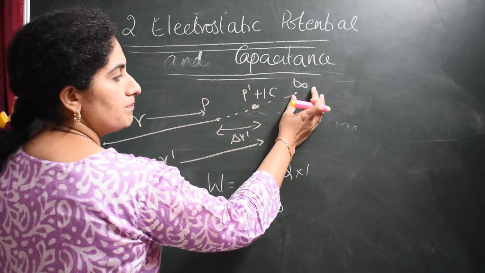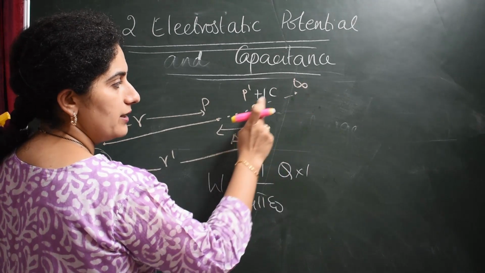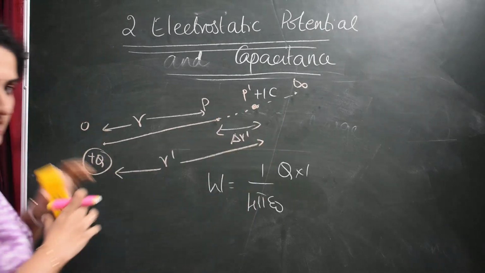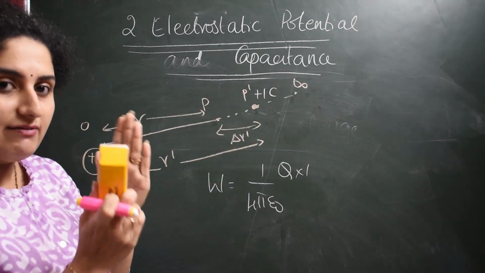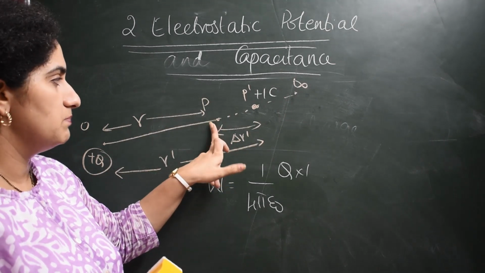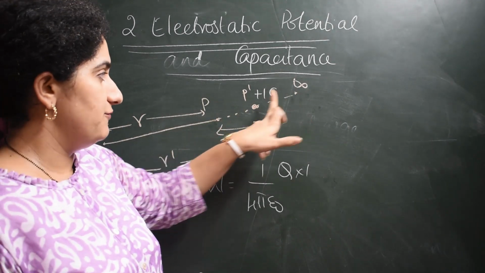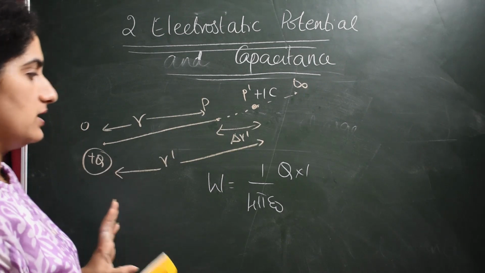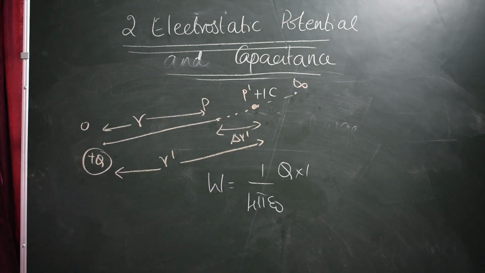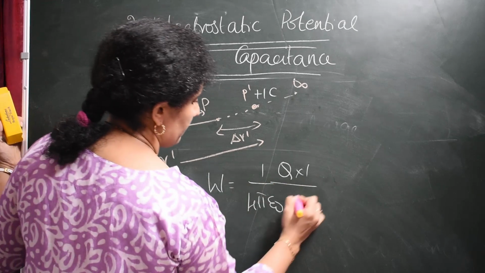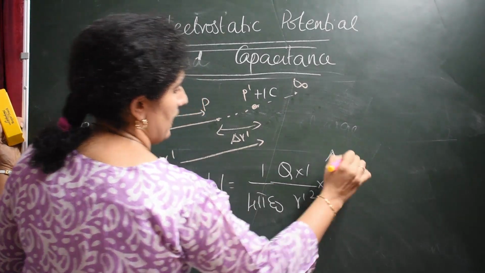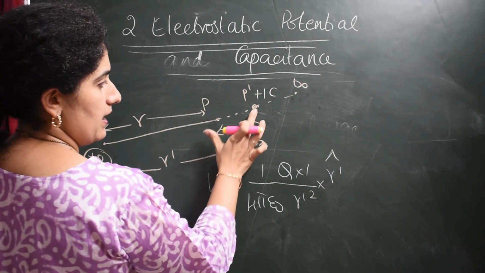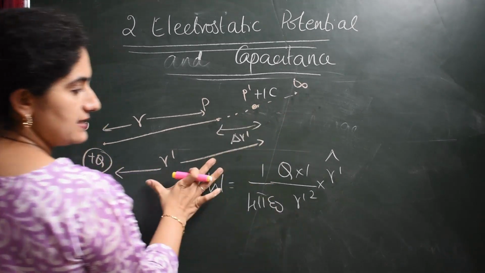If I want to bring the unit positive charge from infinity to here first, then from here to here, and then to the origin, we are just considering two different points here, so that at the end we can have the total electrostatic potential at the point P. So from infinity to the point P dash, where we bring the unit positive charge, it is Q into 1 divided by r dash square into r dash cap. So this is when you bring this from infinity to this point. The distance is r dash.